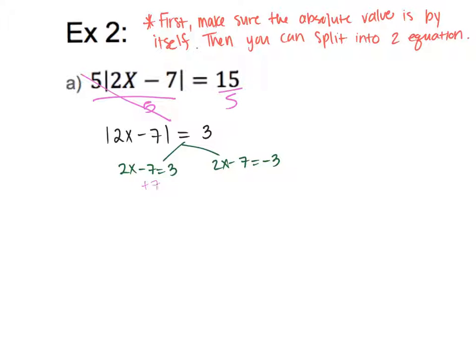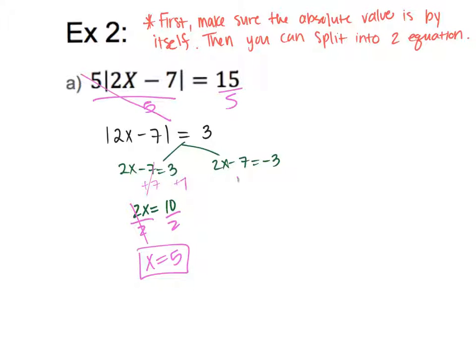So I'm going to add 7 to both sides. That cancels. Let me make that a little thicker, maybe this size. And so now I have 2x equals 7 plus 3 is 10. Divide that by 2. That's going to be x equals 5, right? And so that's my first x value.